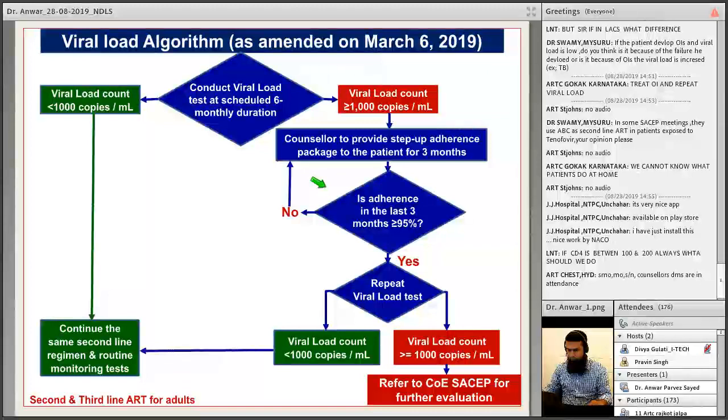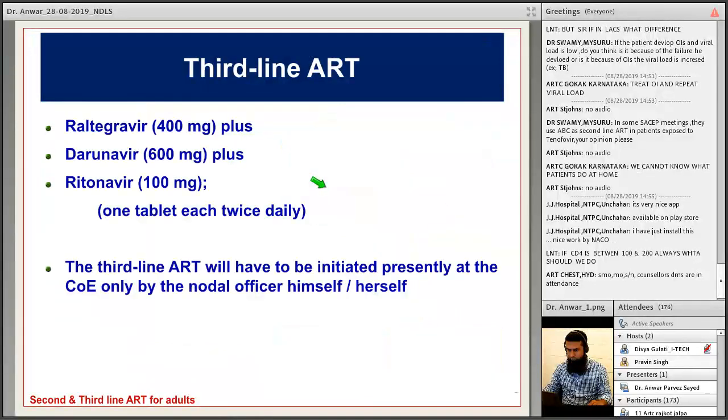So that is why don't think that we are wasting that time, because unless you increase the adherence of the patient, the next line of treatment also will not be successful. So if the repeat viral load is also more than 1000, then you will change from second line to third line, which is preferred third line is raltegravir, darunavir, and ritonavir, one tablet twice a day daily.